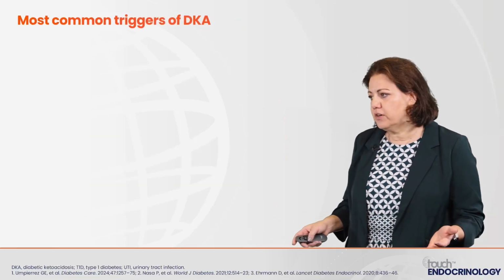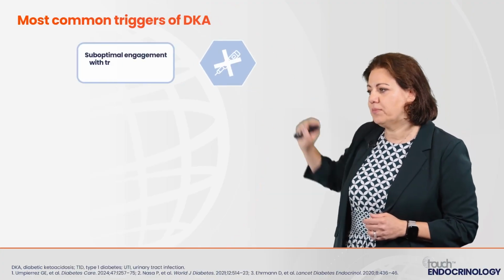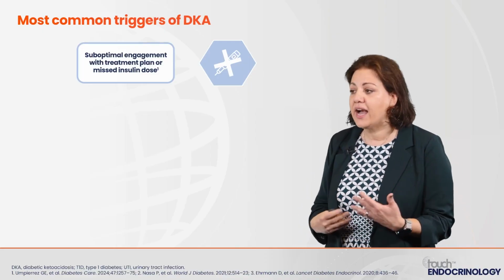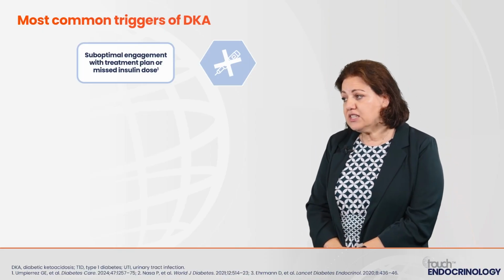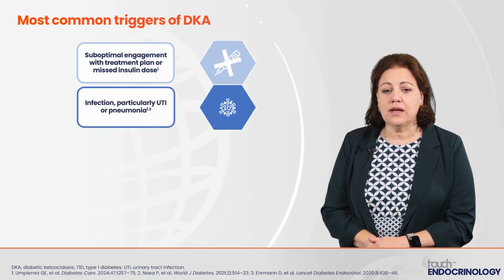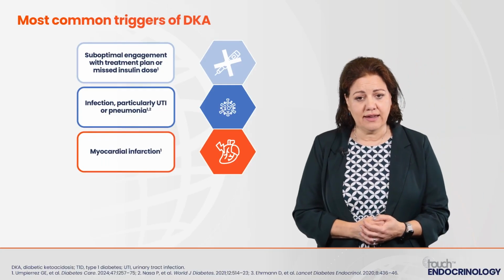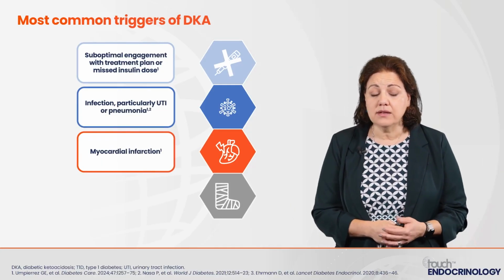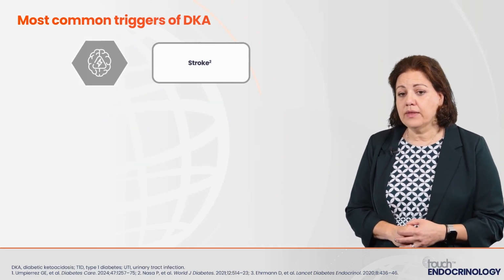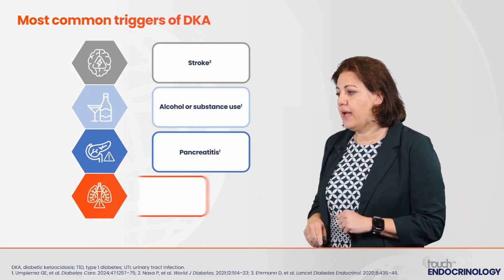So what are the most common triggers of DKA? At the very top of the list, we see suboptimal engagement with treatment plan or missed insulin doses. And this is the majority of cases that I see clinically. In addition to that, we can have infection, particularly UTIs or pneumonia. I don't see this as much as a pediatrician, but myocardial infarction could lead to DKA. In the event of trauma, DKA can develop. Individuals with stroke can have DKA. Alcohol or substance use, pancreatitis, and pulmonary embolism.